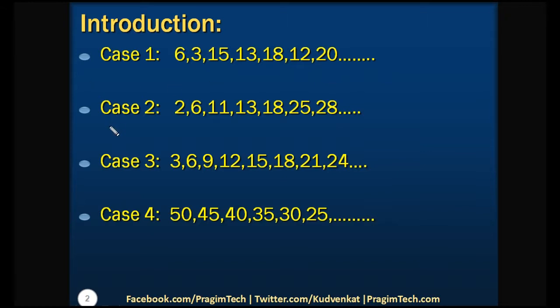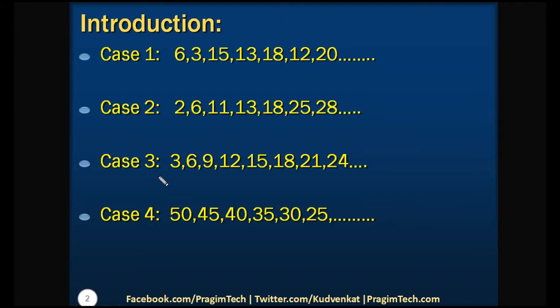If you observe case 2, the numbers are 2, 6, 11, 13, 18, 25, 28 and so on. So here the numbers are in increasing order. But can we predict what the number is going to be after 28? No. Why? Because if you observe the numbers, they are not following any rule. So we cannot predict what the next number is going to be, right?